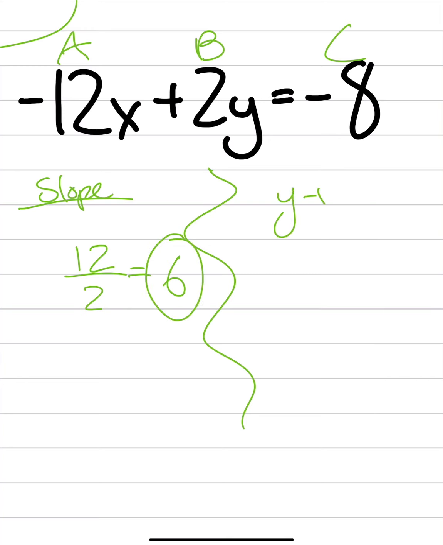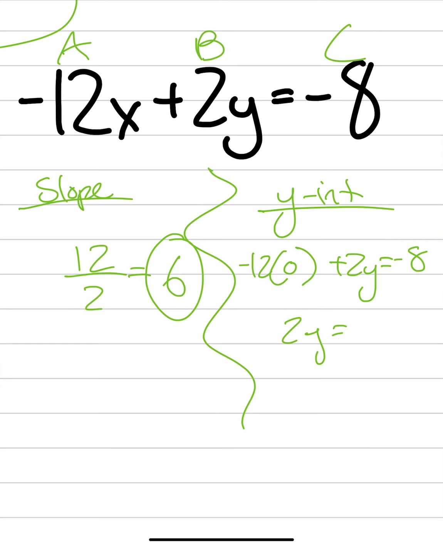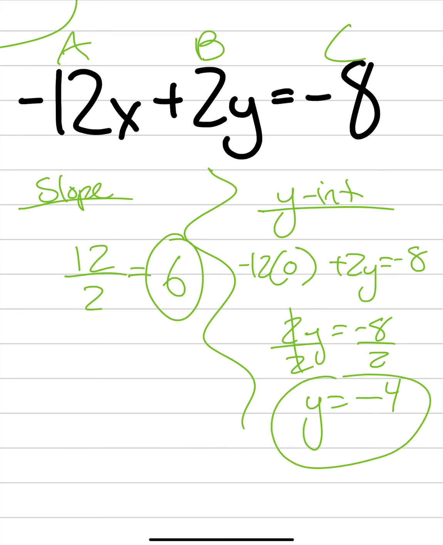Then we have y-intercept. That is going to be where our x is equal to 0. Okay, drop that 0, so we have 2y equals negative 8. And we're dividing by 2 to get that y by itself. So we have y equals negative 8 divided by 2. That's a negative 4. And that's our y-intercept.